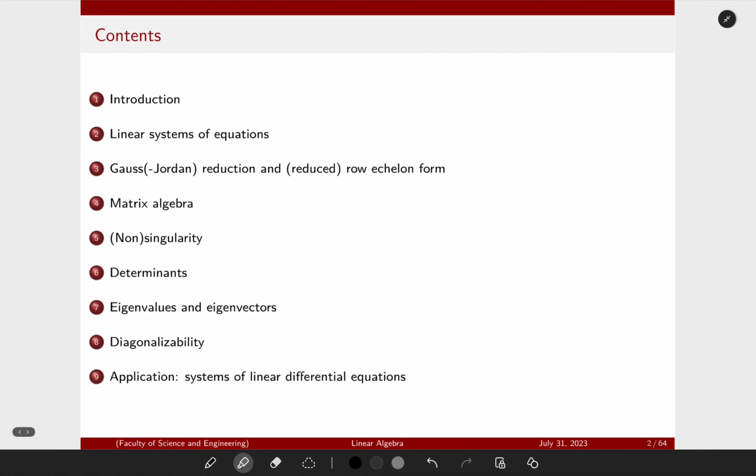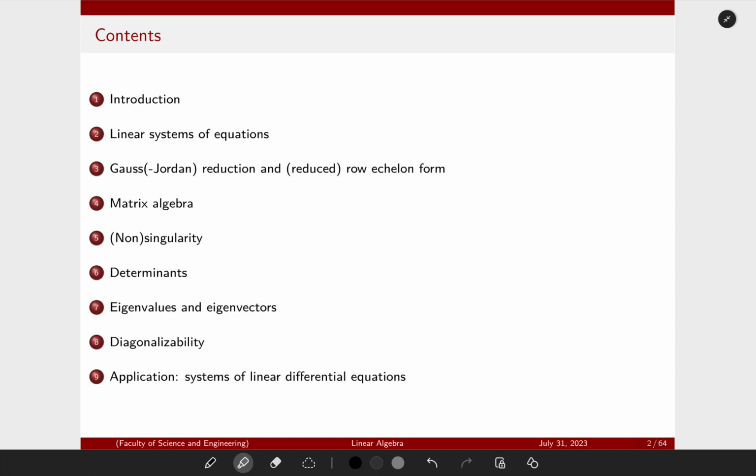So these are the topics that I will cover in the videos. First I will introduce a bit the motivation behind studying linear algebra and why it is useful. Then we will go over some elementary definitions, such as the linear system of equations, which is where linear algebra originated. And then we go over methods of solving these systems, so Gauss-Jordan reduction, and we talk about the reduced row echelon form. Then we move on to matrix algebra, non-singularity, determinants, and then eigenvalues and eigenvectors, which are very important for engineering, as we will see later.